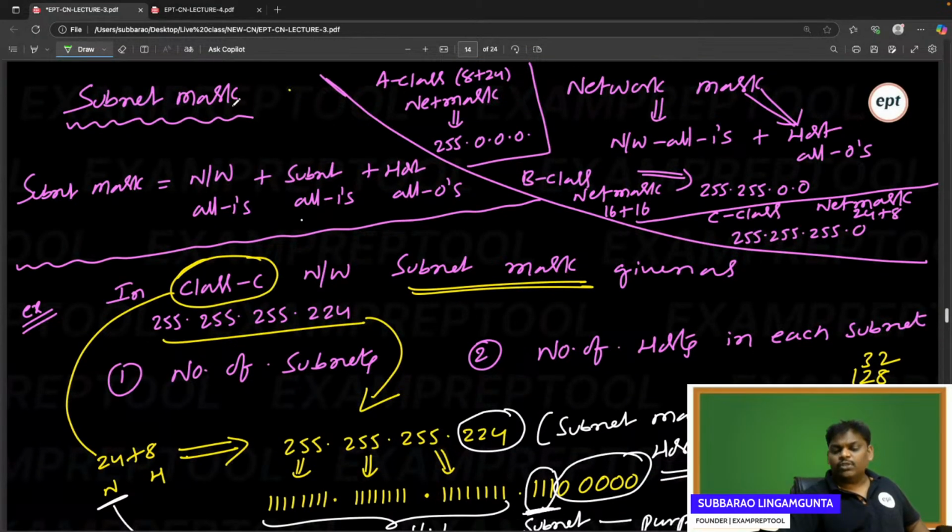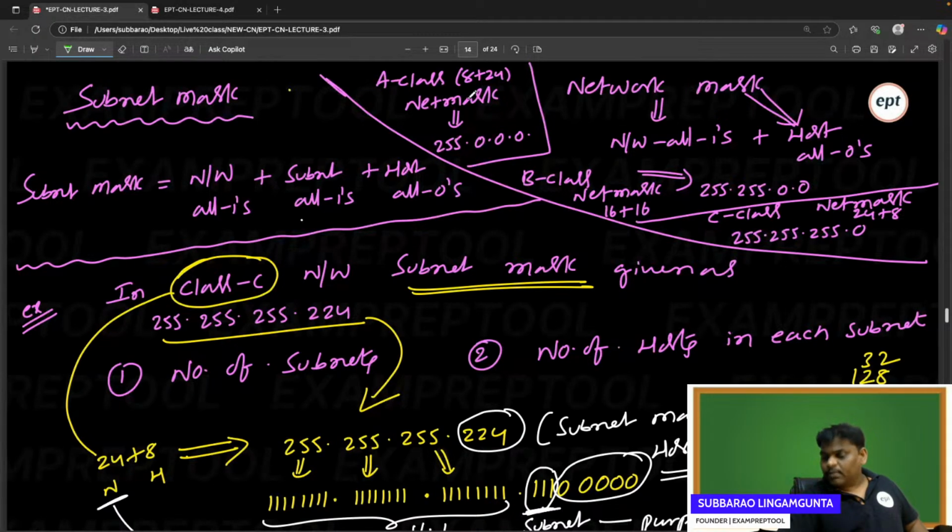So from here onwards, concentrate. What is subnet mask? Network part all ones, subnet part all ones, host part all zeros. First of all, what is the net mask? Forget about the subnet mask. What is the meaning of net mask? Network part all ones, host part all zeros.